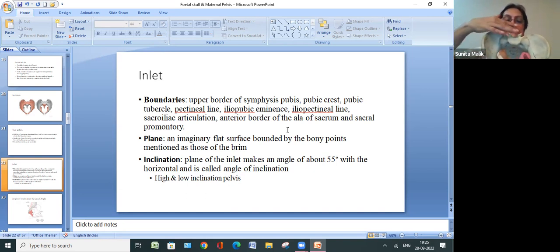So if the lumbar vertebra is fused with the sacrum, then that forms a promontory. Then it will become a very steep angle, a high inclination pelvis, in which the delivery is going to be difficult. And the other way around, if the S1, the first sacral vertebra, is lumbarized, meaning the promontory is here, it becomes a low inclination pelvis, which is very rare, and it doesn't cause any problem in the delivery.